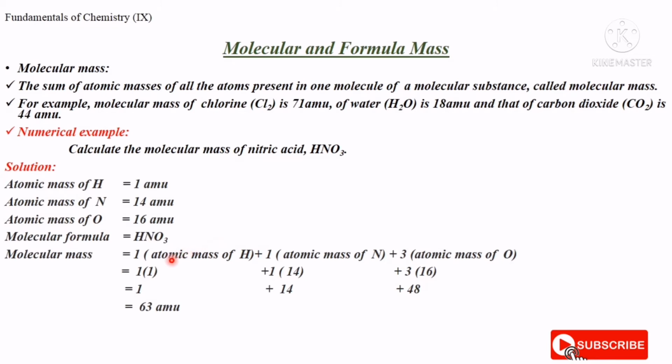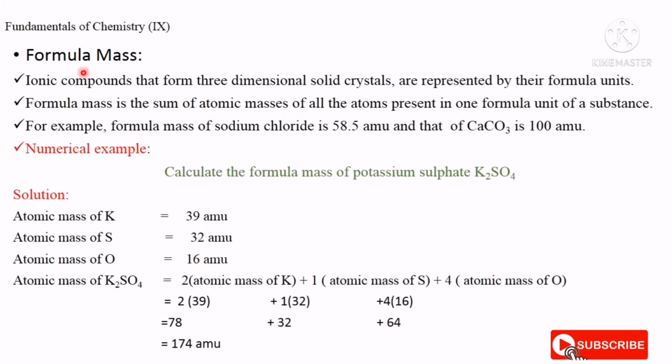So by putting the values, that is the atomic mass of hydrogen, that is 1, and the atomic mass of nitrogen is 14 atomic mass unit, and the atomic mass of oxygen is 16, and by calculating all these values we get the value of 63 AMU. And now what is formula mass?